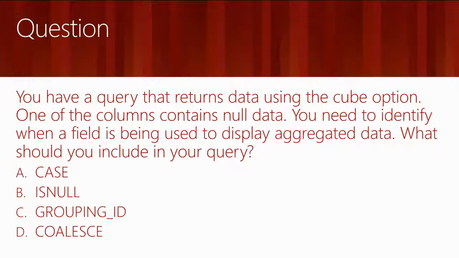Okay, you have a query that returns data using the CUBE option. One of the columns contains null data. You need to identify when a field is being used to display aggregated data. What should you include inside of your query?